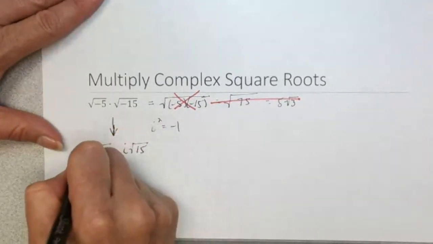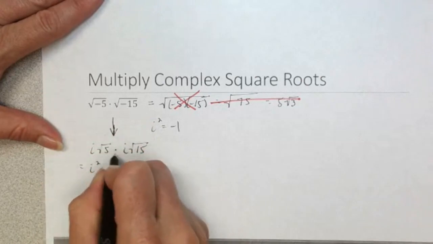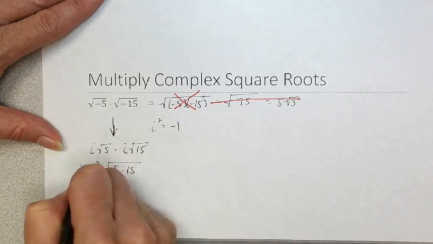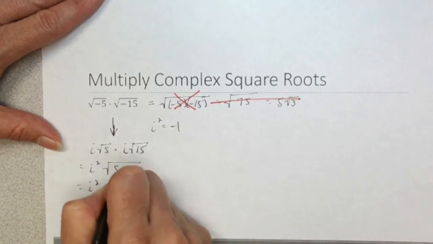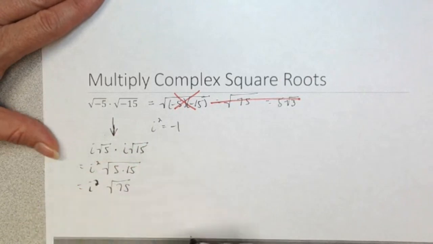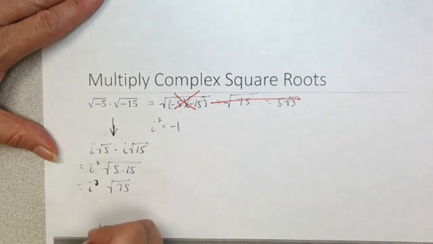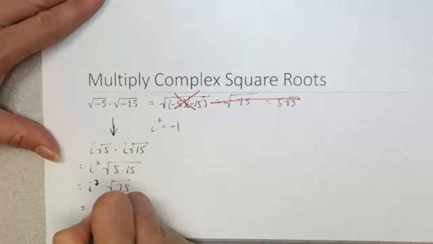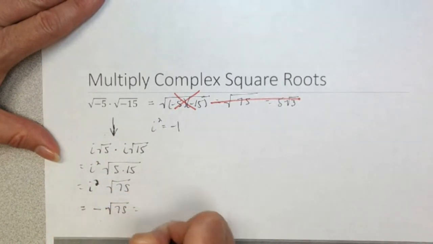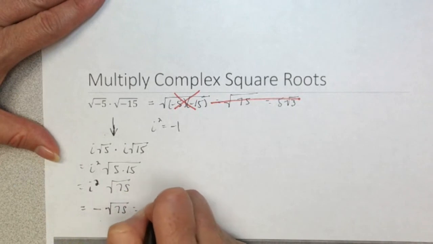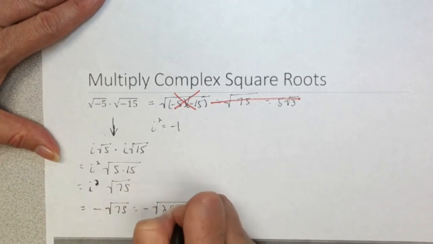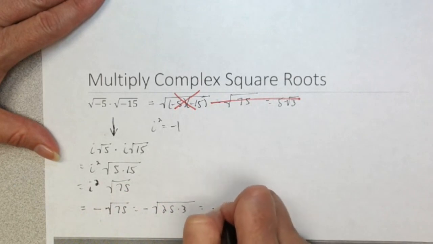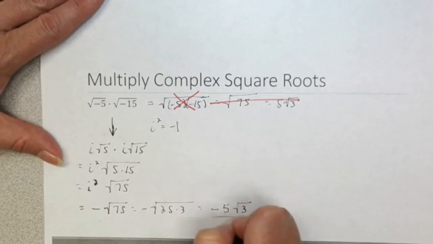i times i, of course, is i squared, right? Square root of 5 times the square root of 15, that's the square root of 5 times 15, or the square root of 75. And i squared, of course, is -1, right? So this then becomes -1 times the square root of 75, or just negative square root of 75, which simplifies, let's see, to negative, and then 75 is 25 times 3. Square root of 25 is 5. So this will simplify to -5 square roots of 3.